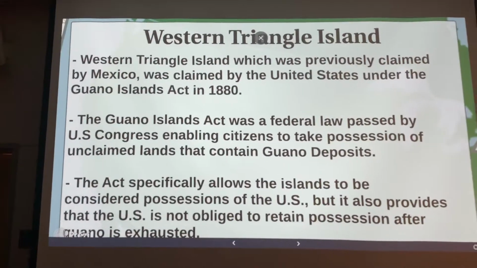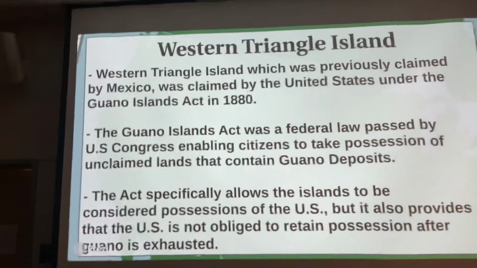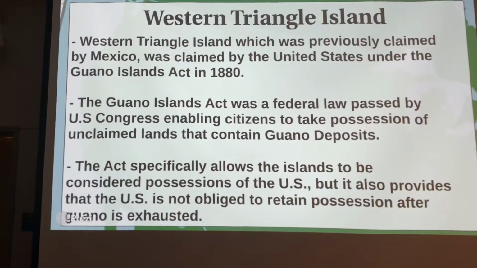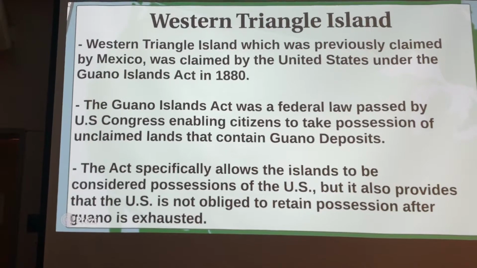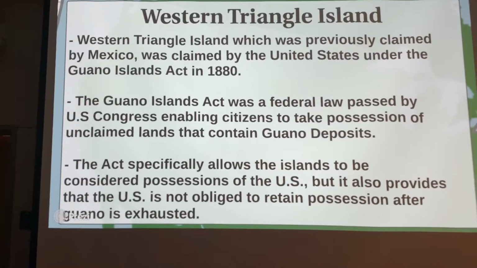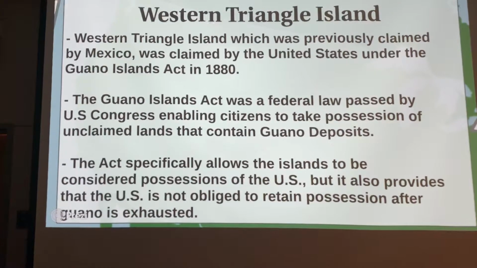So the first acquisition they made was the Western Triangle Island. Western Triangle Island was previously claimed by Mexico and then was claimed by the United States under the Guano Islands Act. So the Guano Islands Act basically permitted the United States to lay claim to any islands that were unclaimed at the time, and they also had to have guano deposits.